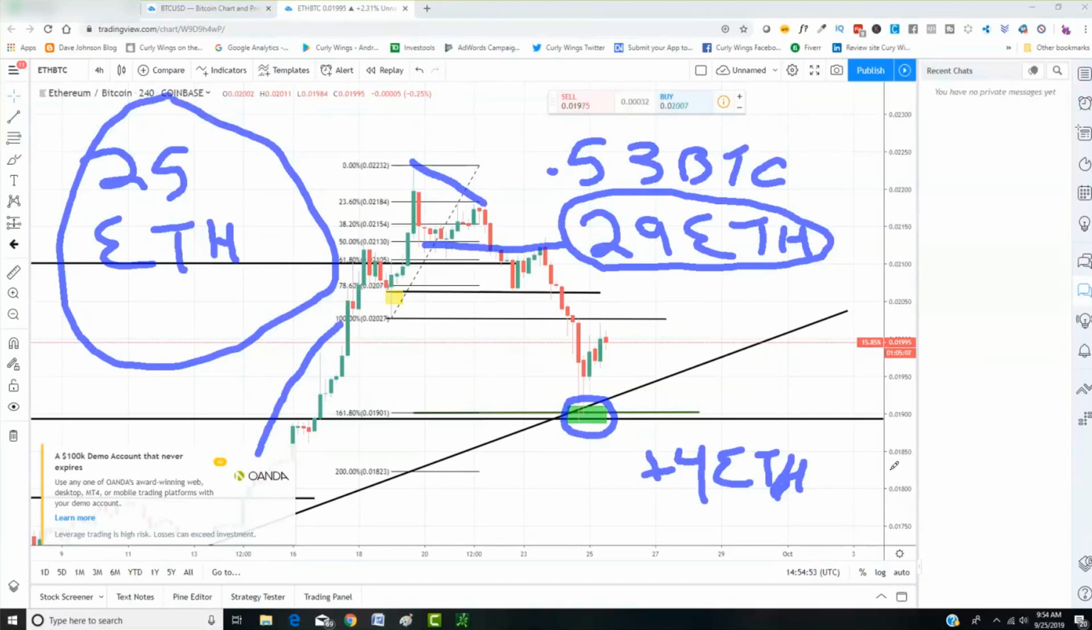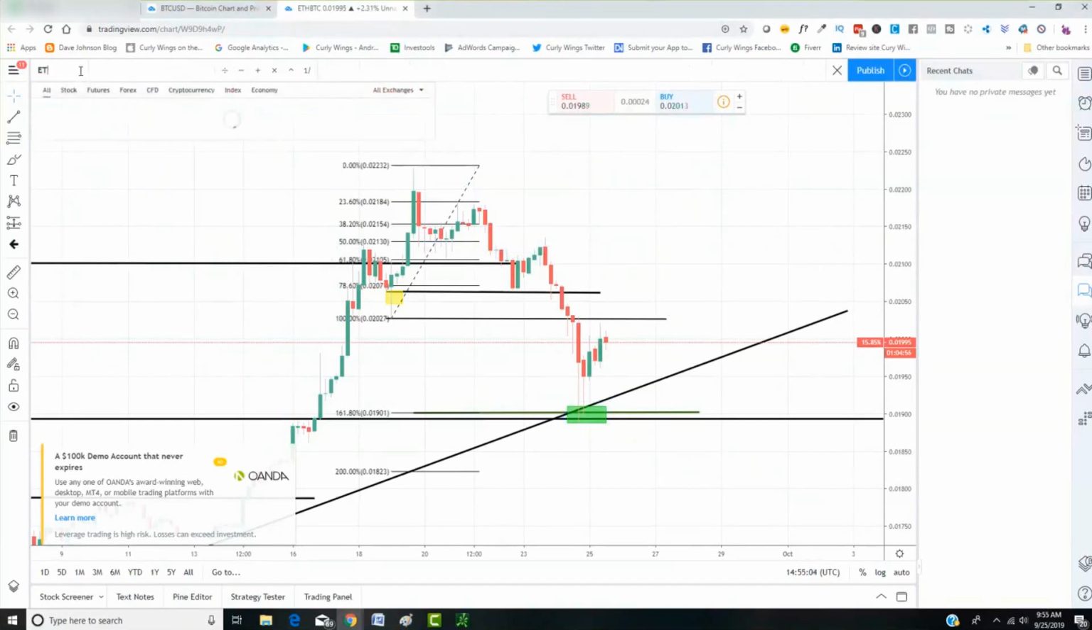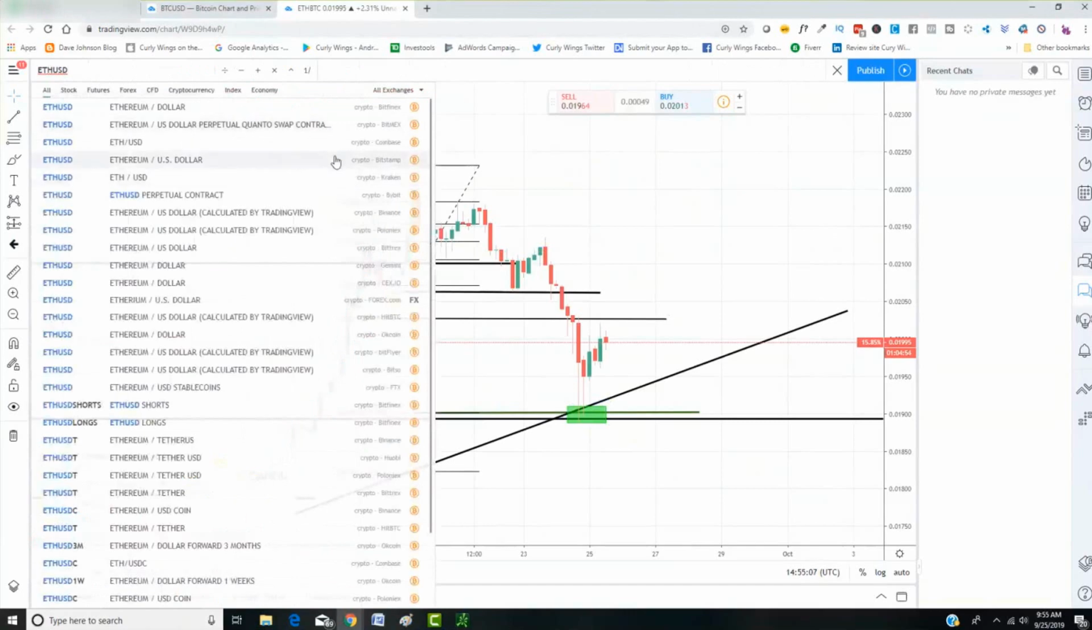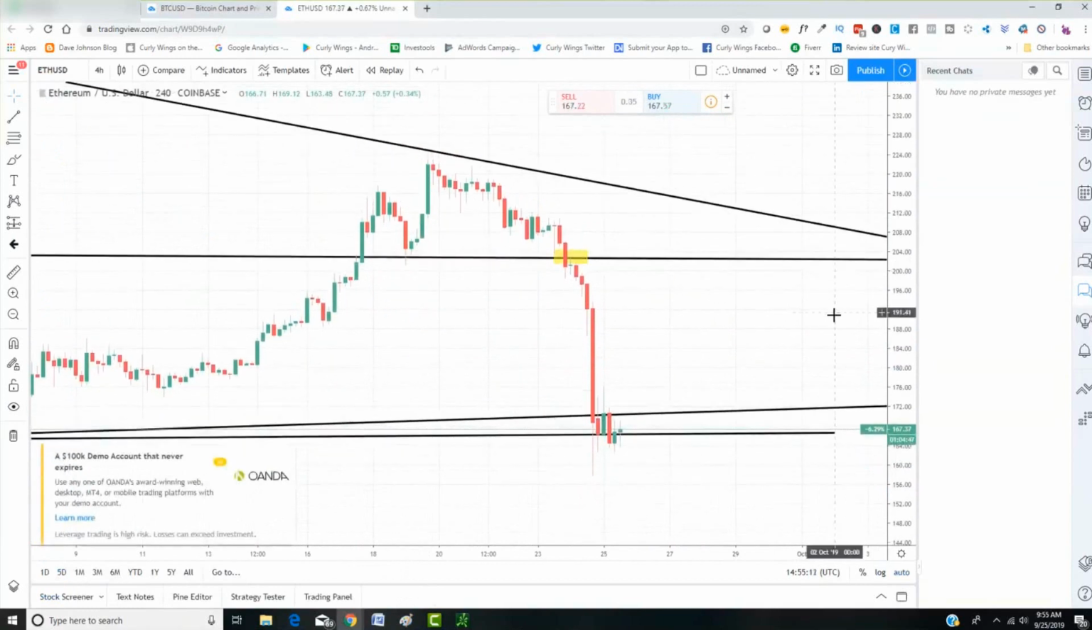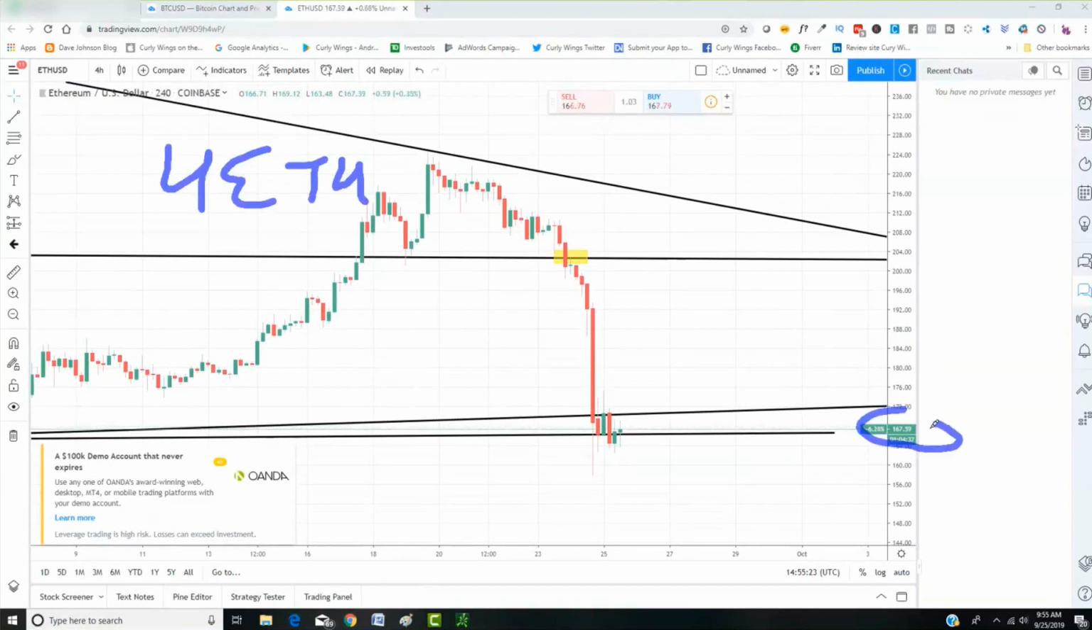I traded the charts on Coinbase. I looked at TradingView. I put the orders on Coinbase. I got 4 Ethereum. So right now, if I go to Ethereum versus the US dollar, we can see what it is in US dollars. Okay. Remember, I have 4 Ethereum. So if I were to sell it right now, it's worth $167. So you times that by 4. Let's just do 167 even. Times 4. That's $668.